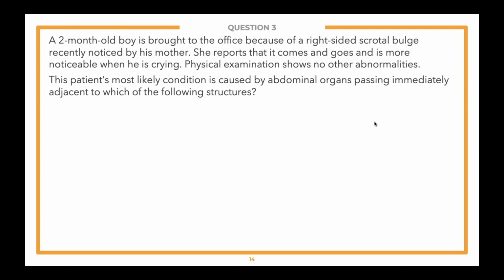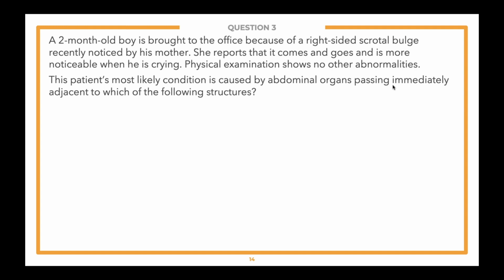I'll give all of you a few moments to respond in the question box and let us know how many steps you believe this question will require. And then we'll go on to that vignette. All right, I see some responses coming in. Let's read that vignette. A 2-month-old boy is brought to the office because of a right-sided scrotal bulge recently noticed by his mother. She reports that it comes and goes and is more noticeable when he is crying. Physical examination shows no other abnormalities.